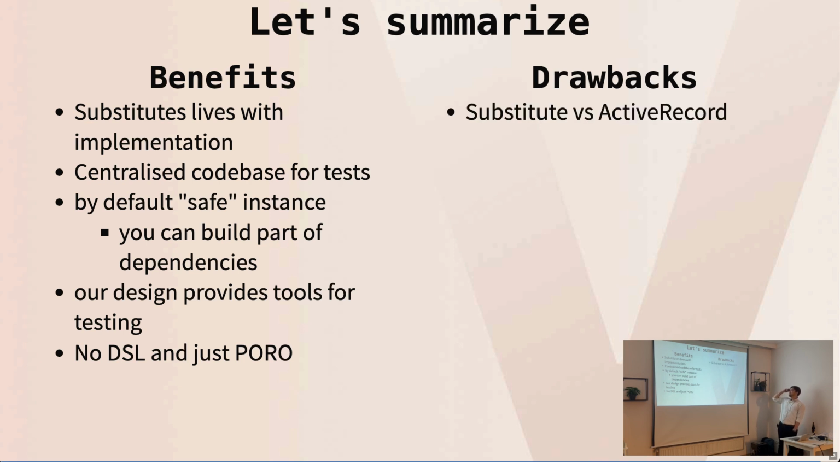What are the drawbacks? It's extremely hard to create a substitute for Active Record, so it is the same as it is for mocks. Active Record is a magic beast. We all love magic, but we are scared of the beast. So no one wants to mock Active Record. The same goes for substitutes. I tried, spent 2 hours, and I failed. It's hard.